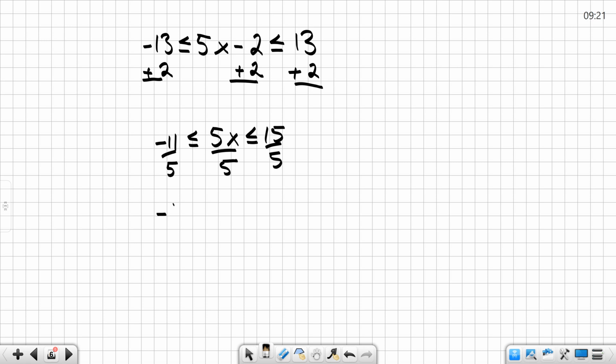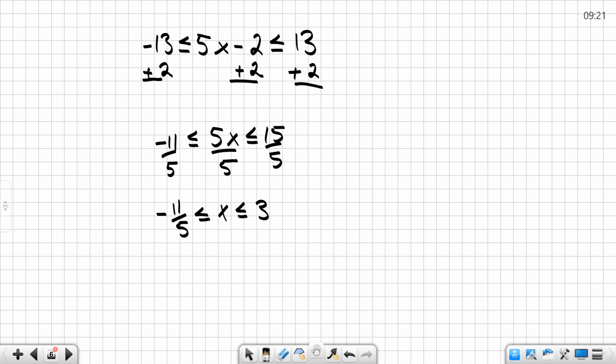And I will get negative 11 over 5 has to be smaller than or equal to x, which has to be smaller than or equal to, well, 15 over 5, that is just 3. So, in words, my solution has to be between negative 11 fifths and 3.